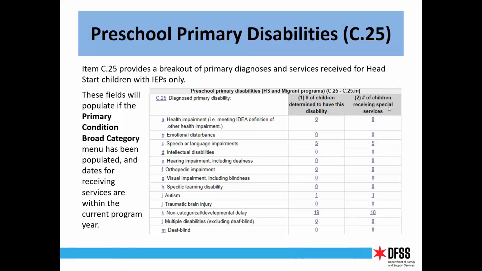Again, you may see in some cases the number receiving services is not equal to the number that we're determined to have a disability, and in many cases that is accurate, meaning that they've been given an IEP, but services will not start until school begins in the fall, and that's fine. We'll just make sure that you make a note of that in the child's file, and we will compile that, and we'll note the number of children who are in that situation when we report.